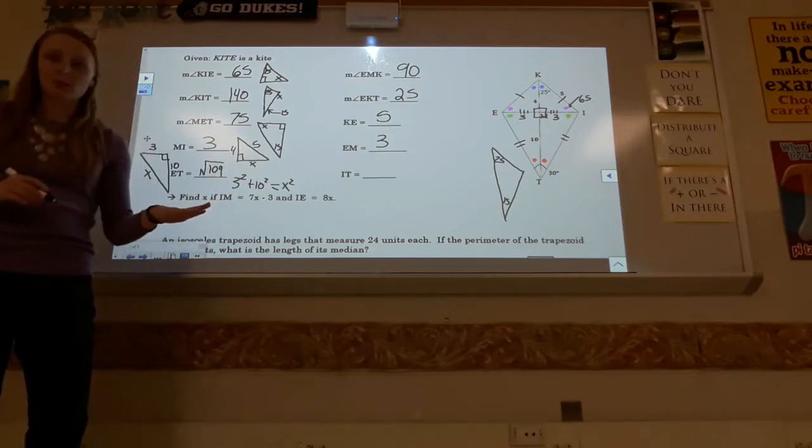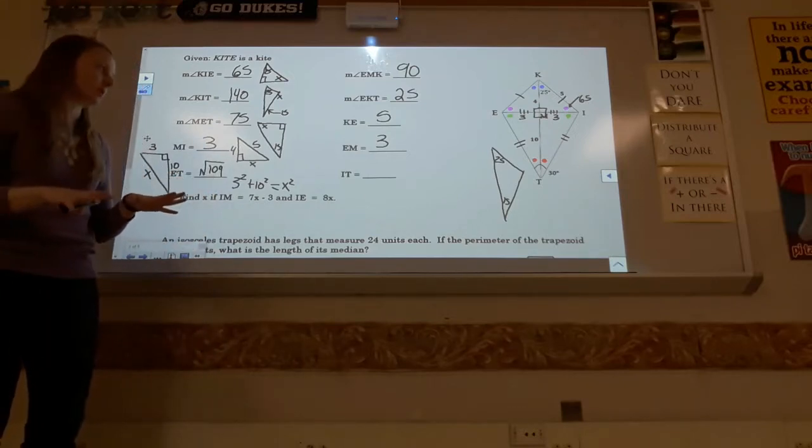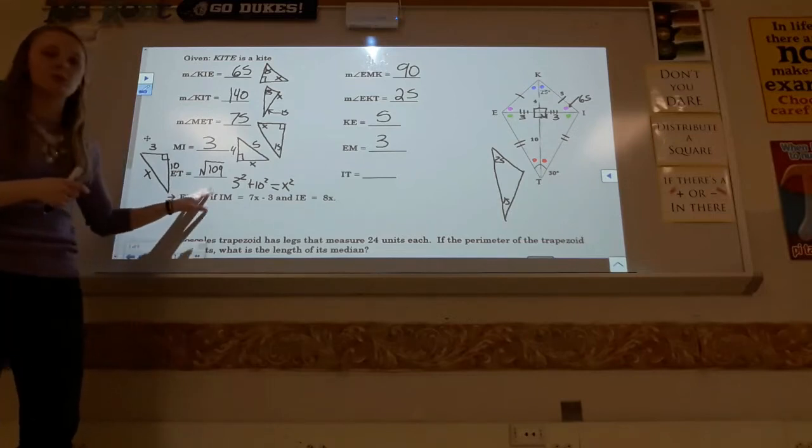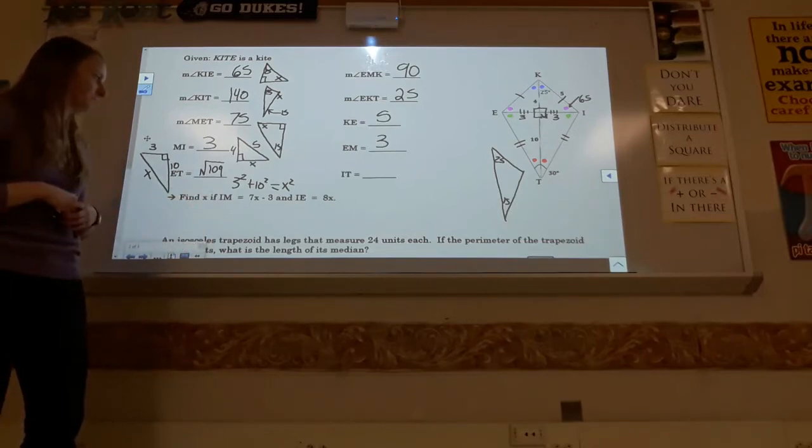Remember, never give me decimals. When you're working with square roots, just give me a simplified radical. This one can't be simplified, so it's just square root of 109.